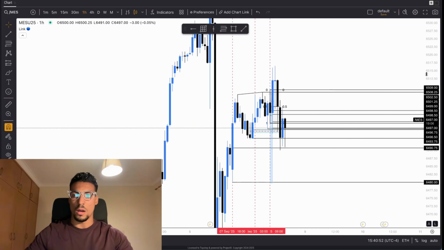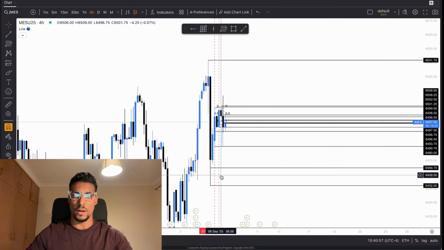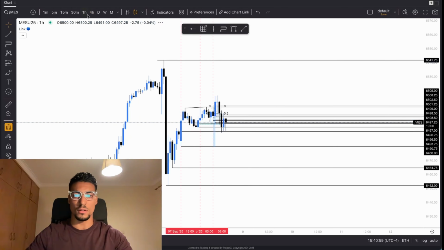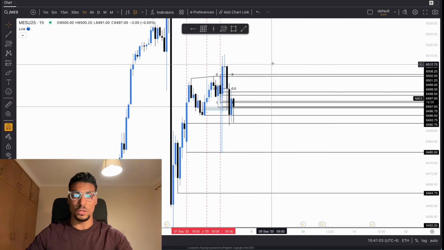So on the 4 hour we don't really have many draws on liquidity, like we have these 4 hour highs, 4 hour lows, then not really much in the middle of it. In the 1 hour though, it's a different story. We are bullish in the 1 hour.